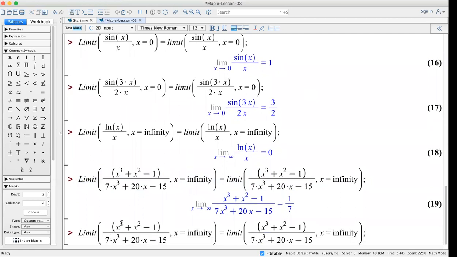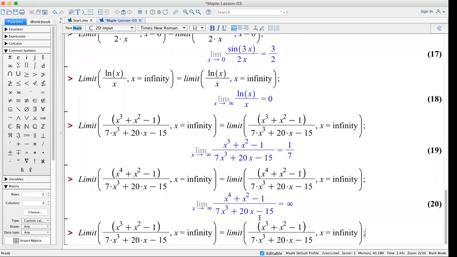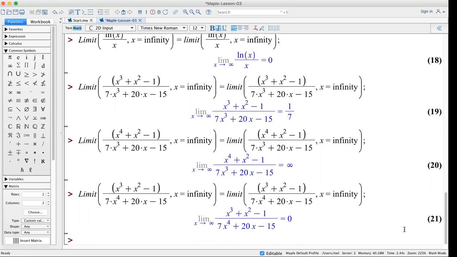If I made this x to the 4th, so this is a 4th degree polynomial over a cubic, that limit's infinity. If I made the denominator x to the 4th, that limit is 0. And these three limits show you an important fact from calculus.